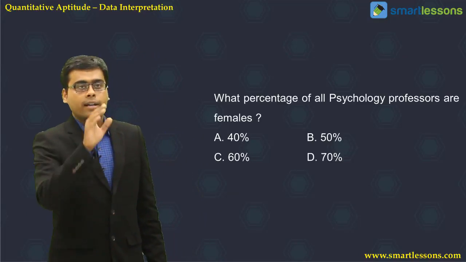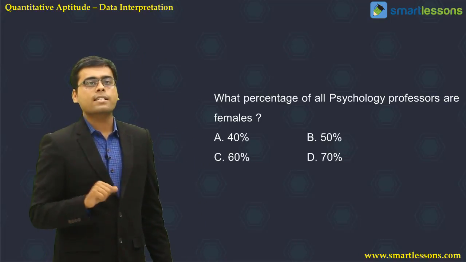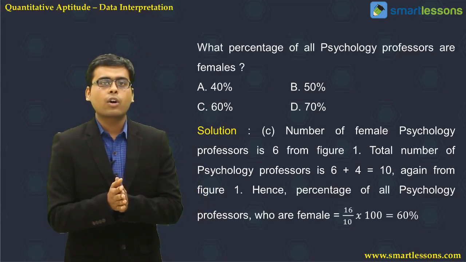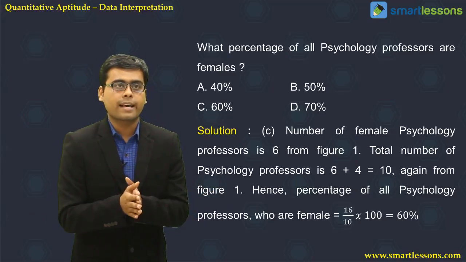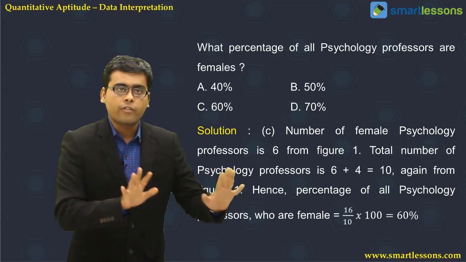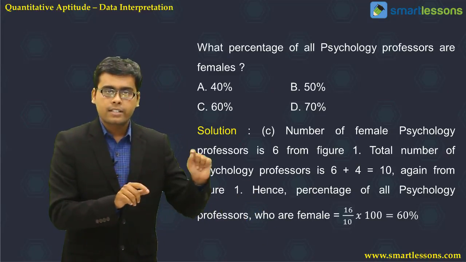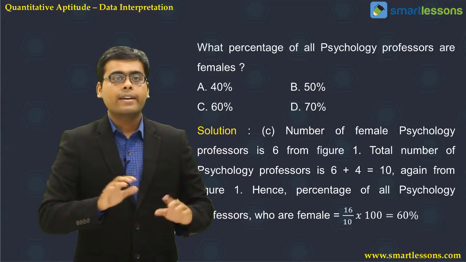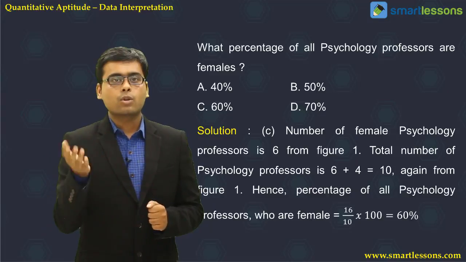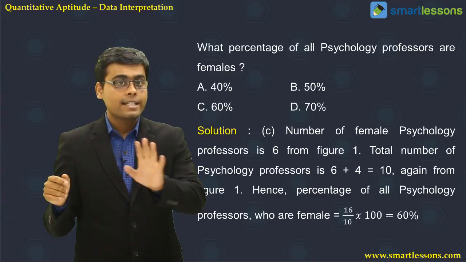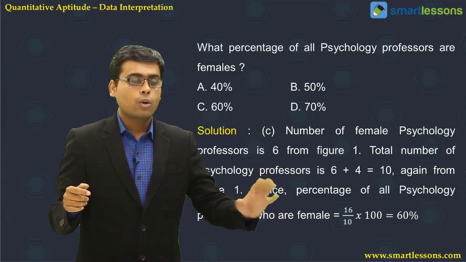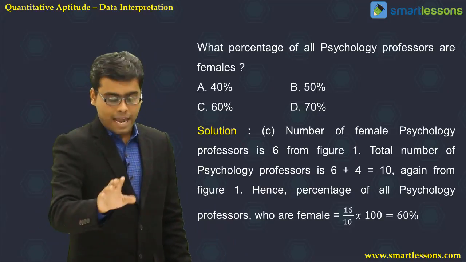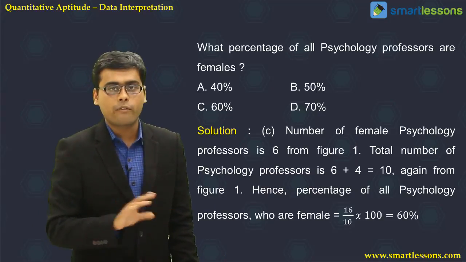Next one, what percentage of all psychology professors are females? Let us first find out how many psychology professors there are. The total number of psychology professors is 6 plus 4, that is 10. Now out of these 10 professors, 6 professors are female. So percentage-wise it is 6 by 10 into 100, that is 60%. So 60% of psychology professors are female.